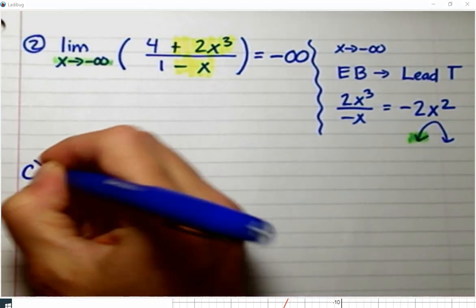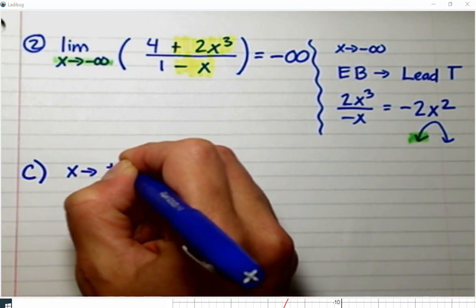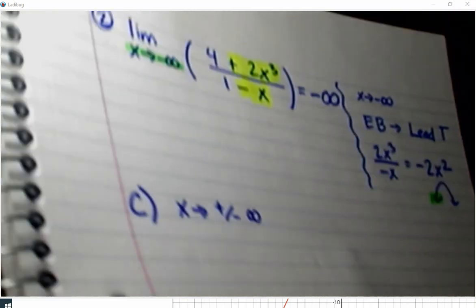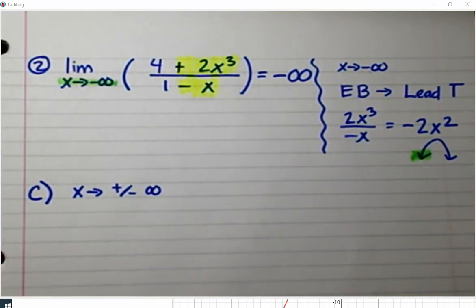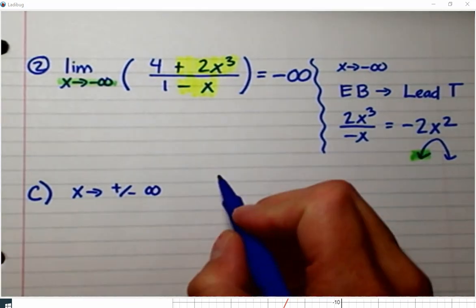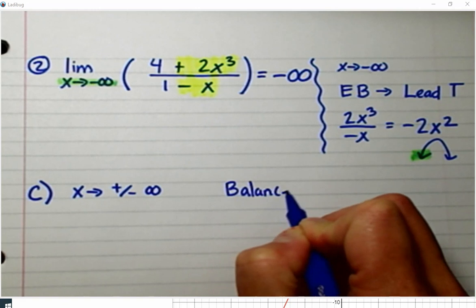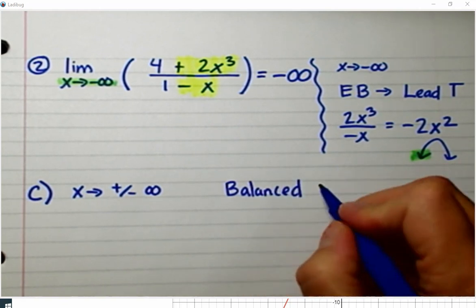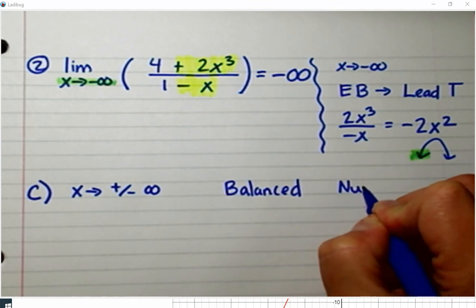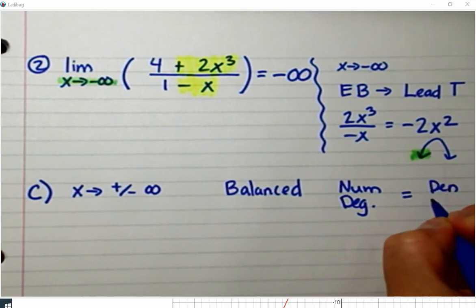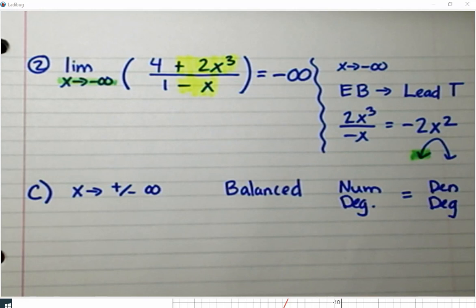Okay, part C. x is still going to go to positive or negative infinity. And this time, instead of being top heavy, this is going to be balanced. Maybe those words sound vaguely familiar. Balanced, which means the numerator and the denominator degree are the same. The degree of the top and the bottom are the same.